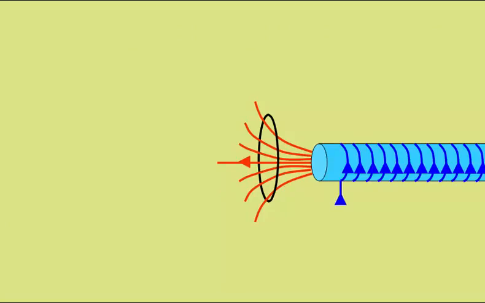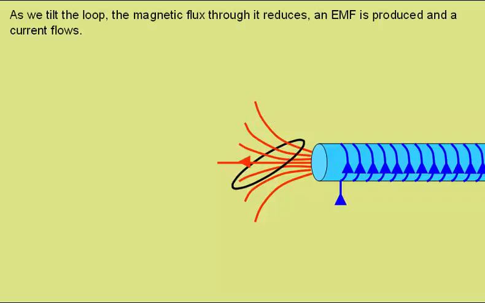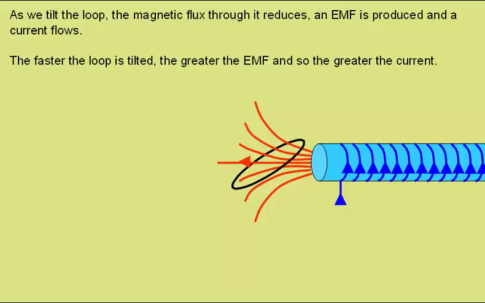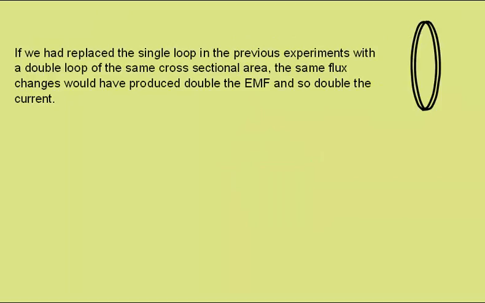Another way of changing the magnetic flux through the loop would be to tilt it, like this. As we tilt the loop, the magnetic flux through it reduces, an EMF is produced, and a current will flow. The faster the loop is tilted, the greater the EMF, and so the greater the current. If we'd replaced the single loop in the previous experiments with a double loop of the same cross-sectional area, like this, the same flux changes would have produced double the EMF, and so double the current.